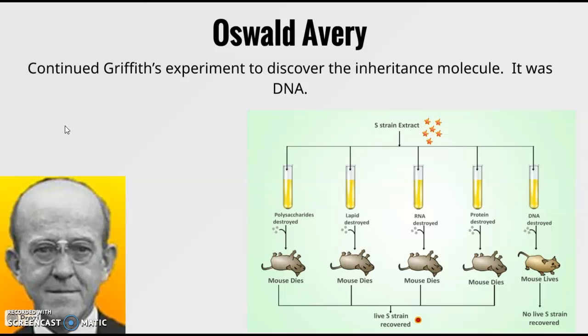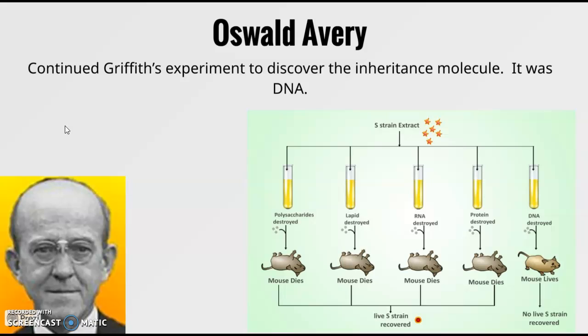So, what was it that Frederick Griffith had seen moving from one strain of pathogen to another strain of pathogen and transforming that other strain of pathogen? What was that transformation factor that was passed between the pathogens?